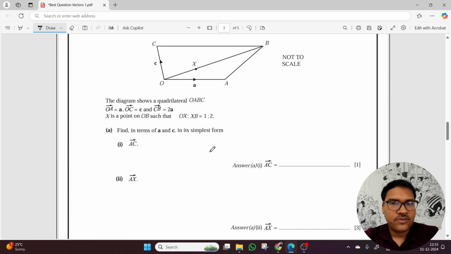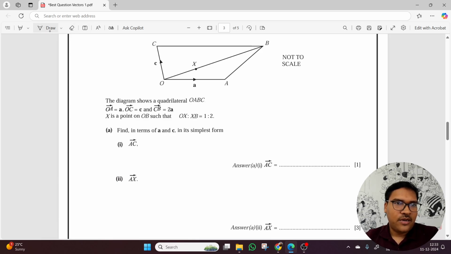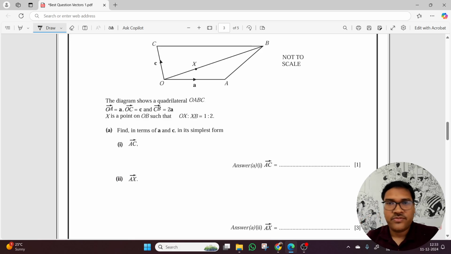Now the next question. On the same lines you can solve this type of question. I hope you are getting how to solve the questions where we are involving ratios, and in maximum questions you will find this. It is given that in the quadrilateral OACB, OA vector, OC vector, and CB vector. Let me enter the CB vector. Let's draw the direction also. This is the CB vector, which is equal to 2A. Now X is the point on OB such that OX to XB is 1 is to 2. Then you have to find the AC vector in terms of A and C.